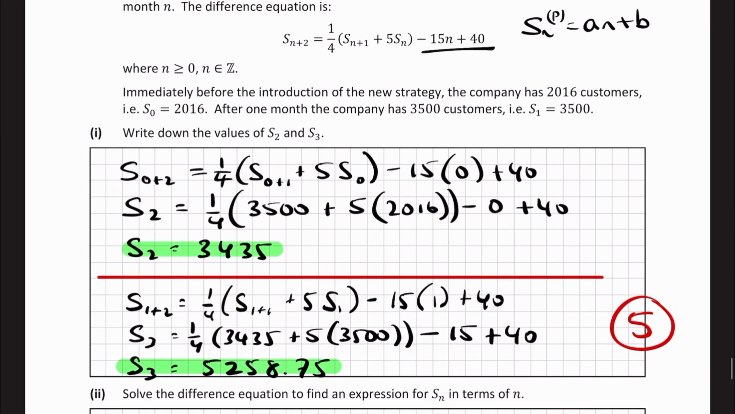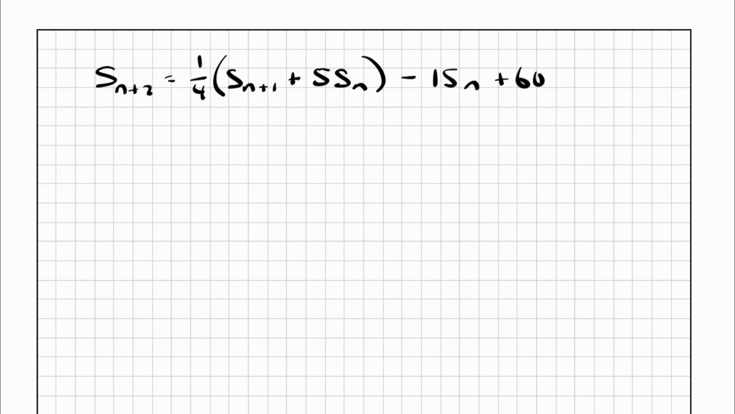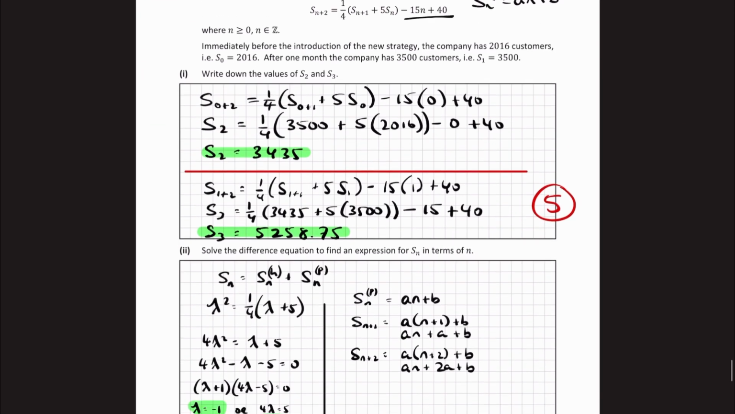Now go up to your equation, and what you're going to do is get all this stuff on the left-hand side. So get that over to the left, and let it equal the side there. I'll do it on the next page, and I'll do it from scratch just so you can see it through. So Sn+2 equals a quarter Sn+1 plus 5Sn minus 15n plus 60 plus 40.